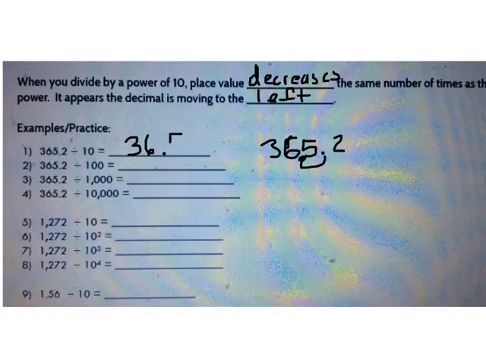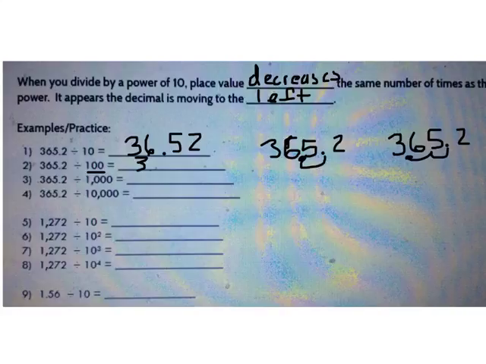That's 36 and 52 hundredths. 365 and 2/10 divided by 100. How many times will place value decrease? Well, 100 is 10 to the second power, so it will decrease twice. Once, twice. Correct answer is 3 and 652 thousandths.